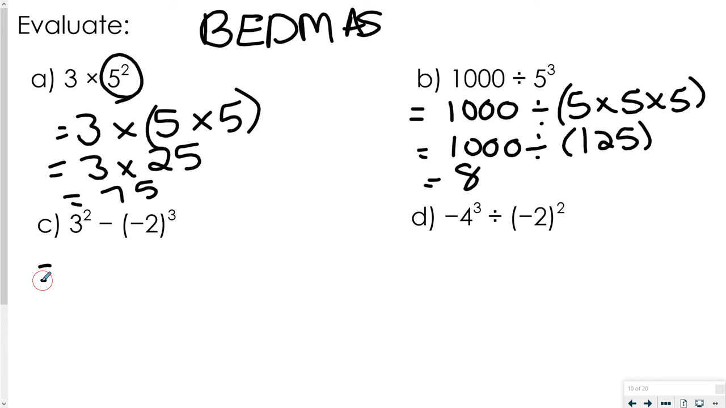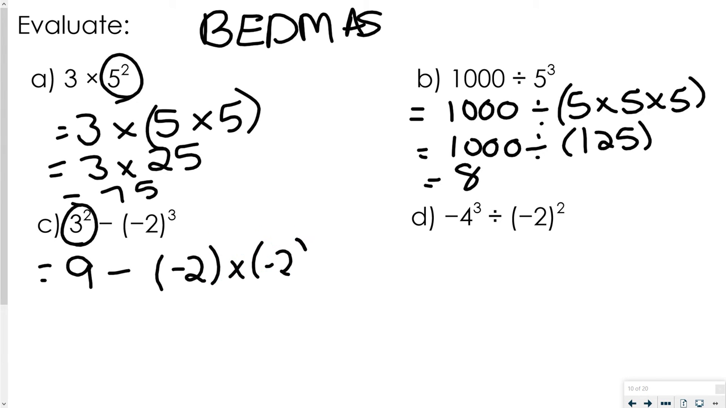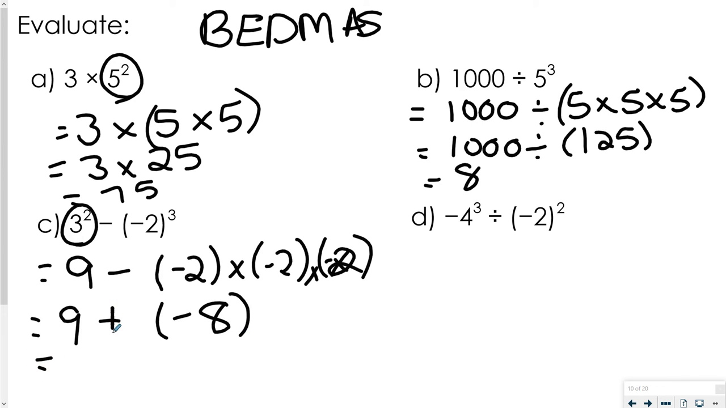Okay. Over here, do this exponent first. So 3 times 3 is 9 minus, now this is what I was talking about. The exponent is touching the bracket, so it's the whole bracket that is used as a base. So I have 9 minus, how many negatives do I have? Negative. 2 times 2 is 4 times 2 is 8, so negative 8. And again, add the opposite, so I get 17.